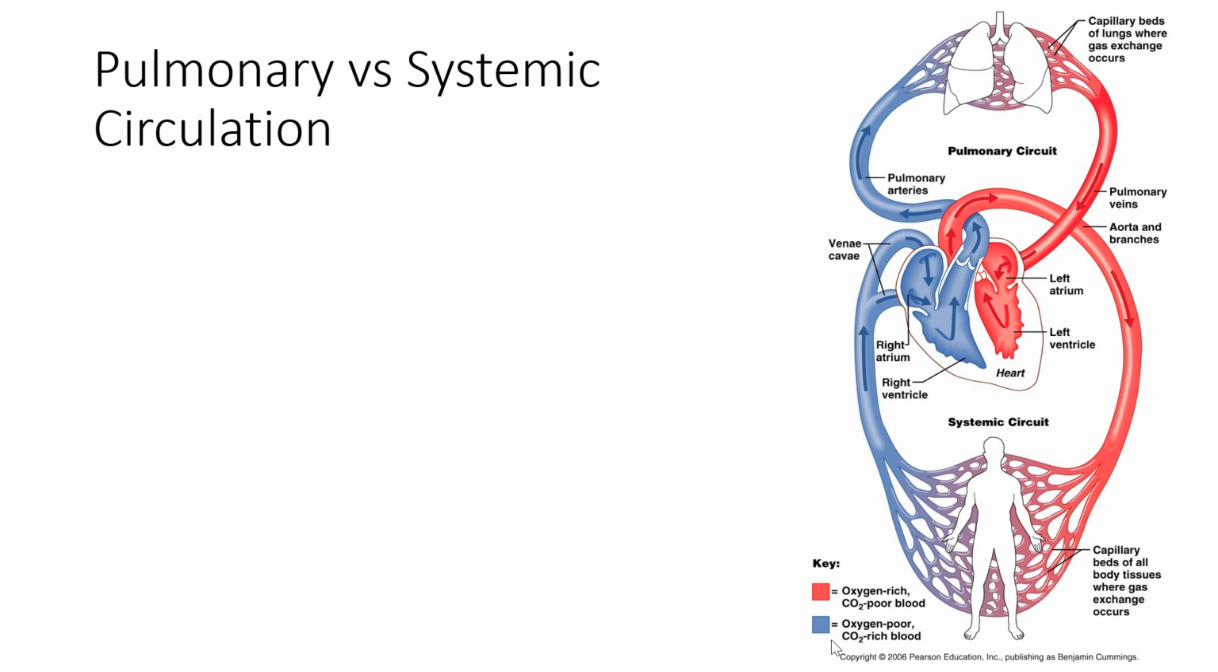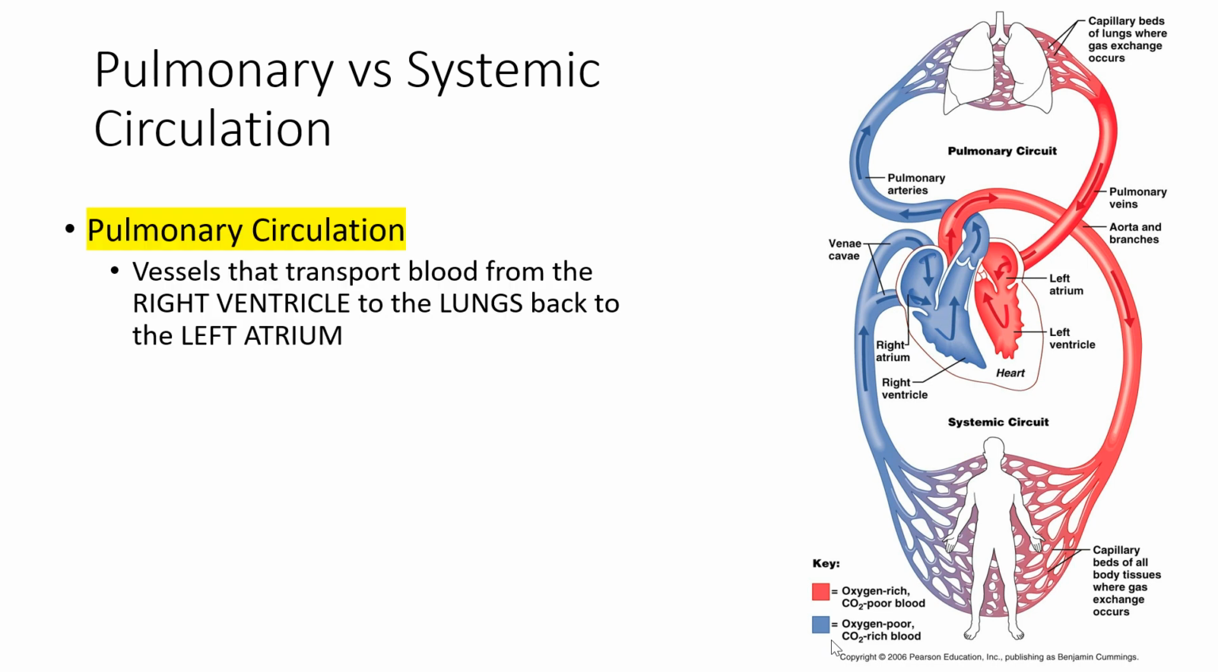Just to remind you all, the difference between the pulmonary and systemic circuit. We talked about this back in Chapter 19. I told you all there was a lot of overlap between Chapter 19 and Chapter 20. So the pulmonary circuit is where the right ventricle sends blood to the lungs and it comes back to the left atrium.